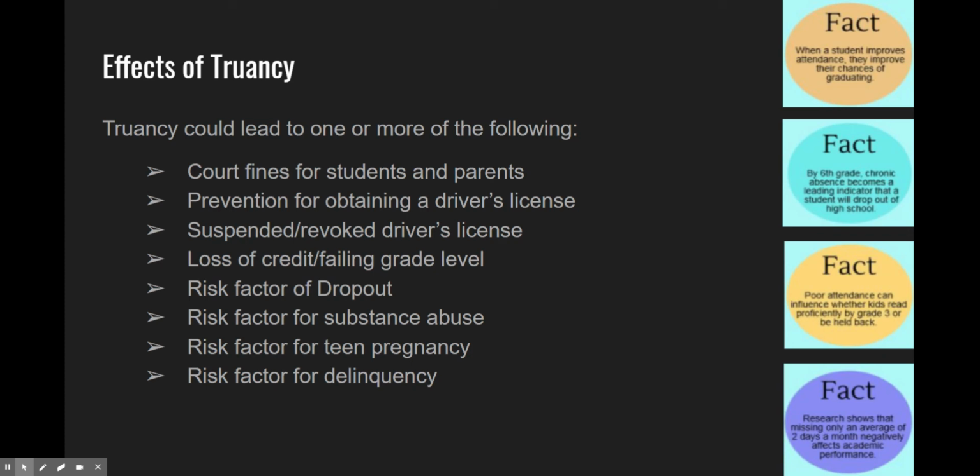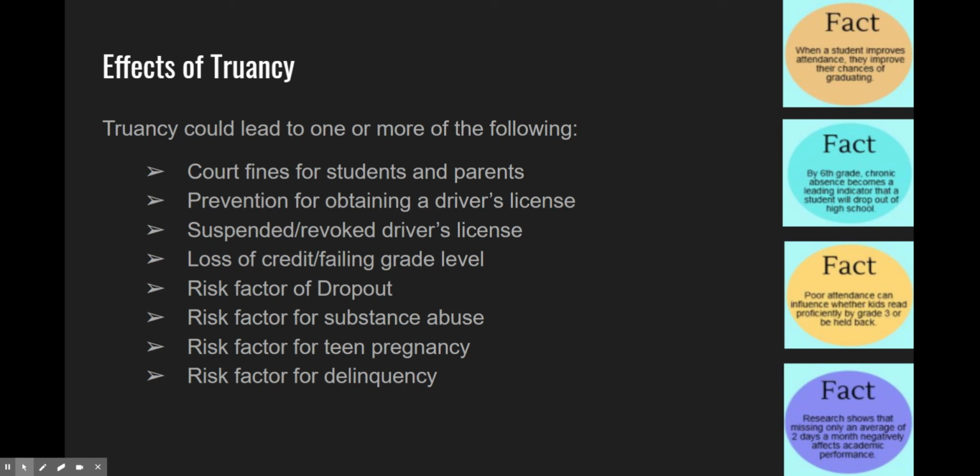In addition to those things, we all want what's best for our kids. Poor attendance and truancy increase these risk factors. So it's an increase of dropout, it's an increase for substance abuse, it's an increase for teen pregnancy, and it's an increase for delinquency when your child is absent from school. So we're setting them up for a future with higher risk.